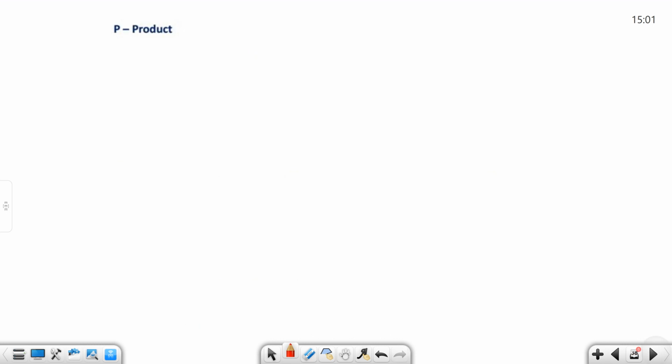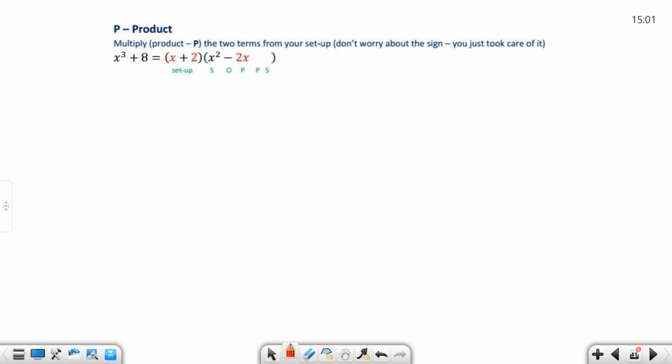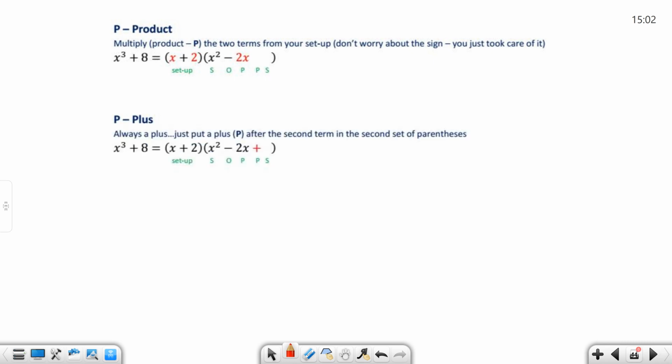So when I get to product, that means multiply. I'm going to multiply the two terms in your setup, but I'm going to disregard the sign. So I'm going to take just the x and the 2. I'm not worried about that sign because I already put a sign there, okay? I know that a positive x times a positive 2 is positive 2x, but we put the opposite sign. Then we just multiply them regardless of the sign. Even if there was a minus, we multiply them without worrying about the sign. So 2 times x is all we worry about. 2 times x is 2x, okay? And that's where we get that middle term there, that product. Then always a plus. Always, this is always a plus no matter what.